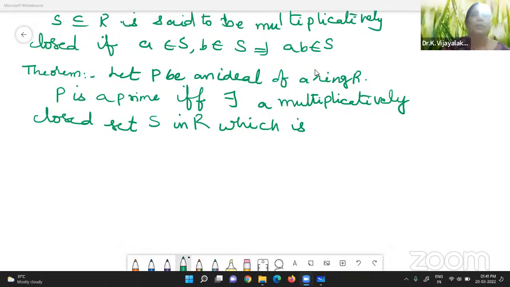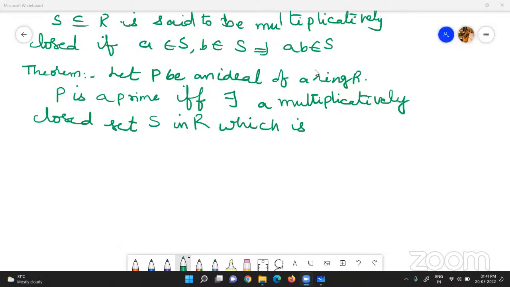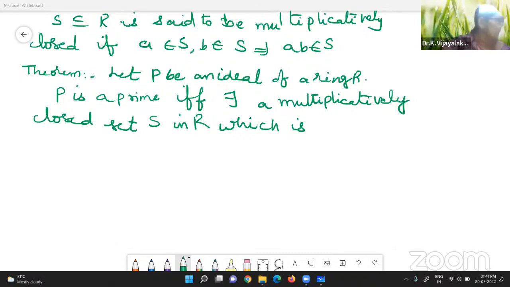This is unit 2, section 2.5: prime ideals and nil radicals. In this, the first theorem is important.